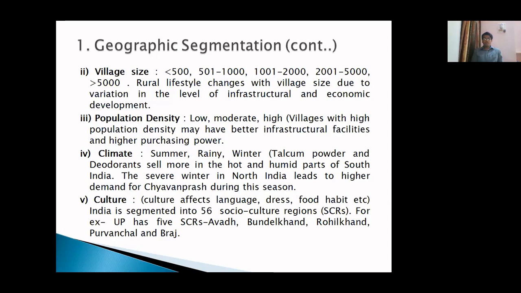Next is population density. We could divide the villages as low, moderate, or high population density, on the basis of population density: low, moderate, or highly dense population.